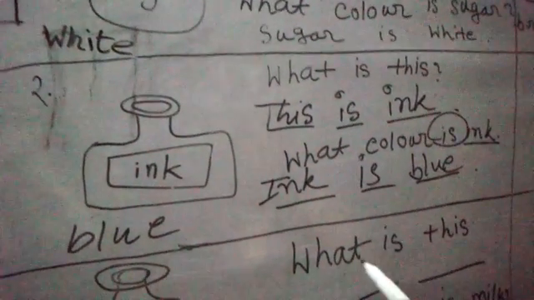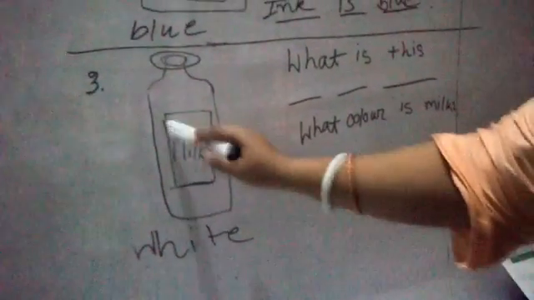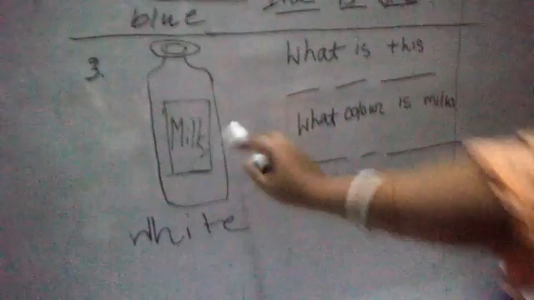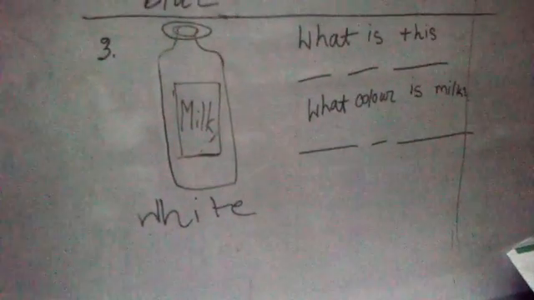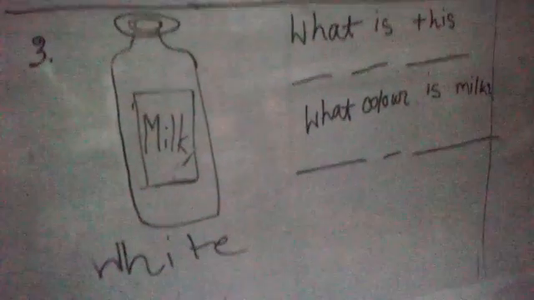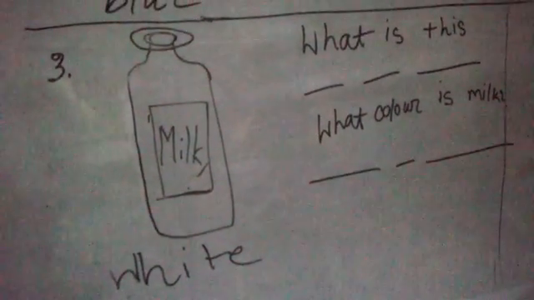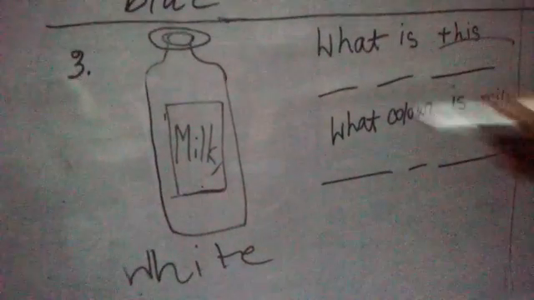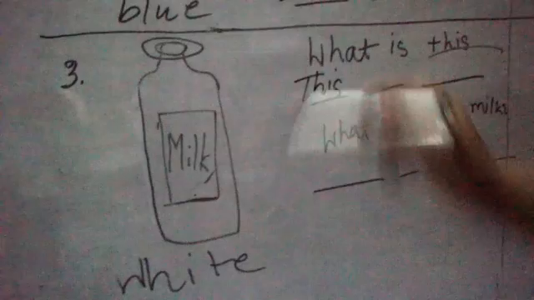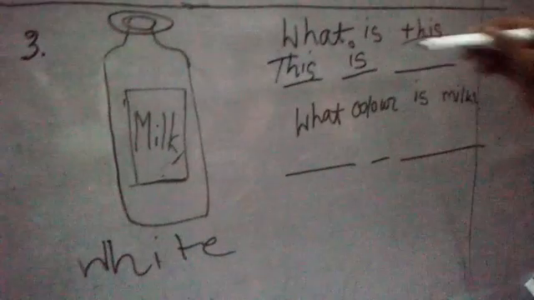Okay, so what is this? Now please have a look at the picture. It is a picture of milk. It is a bottle, and on it, it's mentioned that it's milk. As we know, what is the color of milk? Milk is of white color, so it's the very common one. So what is this? You have to arrange the whole sentence. First you have to bring this as your subject, then the auxiliary verb is. This is what? This is milk.